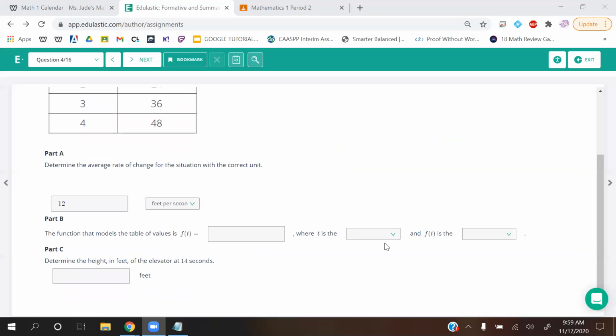The function that models a table of values is, and then they want us to write the equation. All right, so let me annotate again. Okay, so we just determined that the average rate of change was 12 feet per second. So we know that f of t is equal to, why am I using t? Because they want us to, okay? F of t is equal to 12t, and then we need to figure out our b value. We don't know our b value yet, but we can figure it out by plugging in any point.